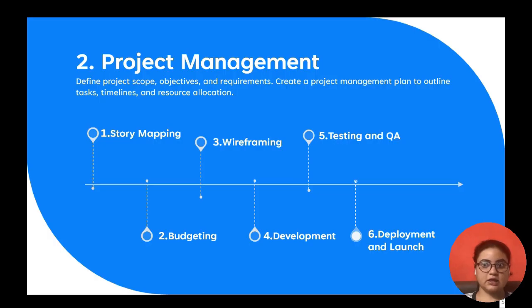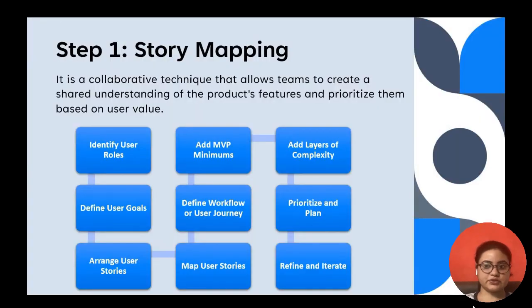So, after you have decided your very proposition for your MVP, it is important to effectively manage your project. That is why the project management step is very important. The first step of the project management journey is story mapping. Story mapping helps us to understand and visualize the user journey and align the product development with the user needs. It is a collaborative technique that will allow the teams to prioritize product features.